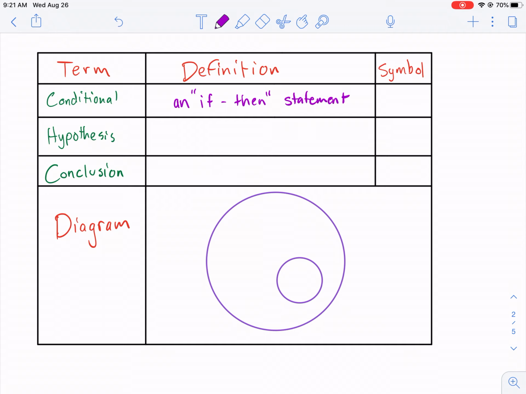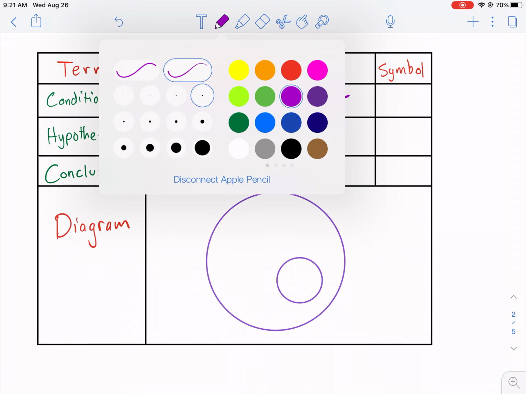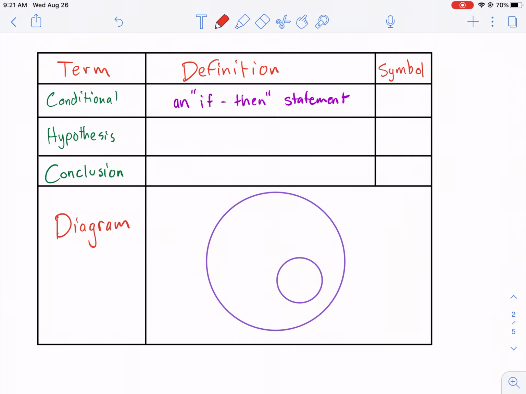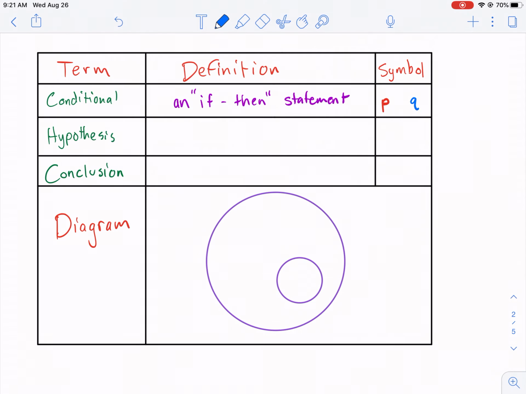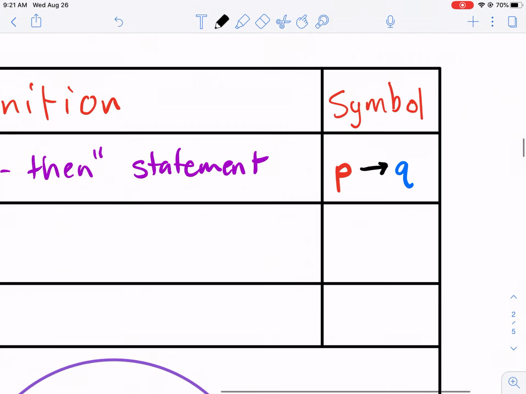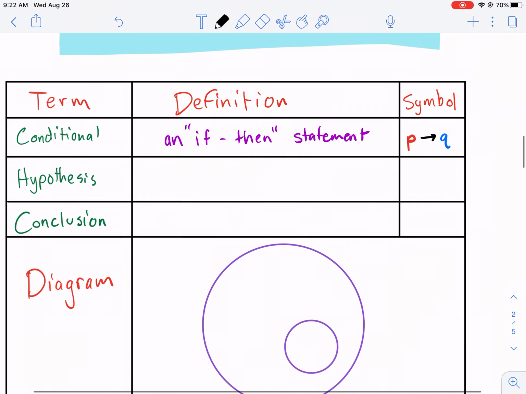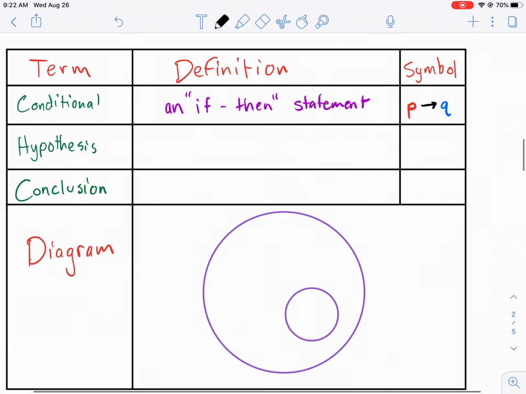Now, for the symbols, we're going to use specific colors. So it's actually important that you use the same colors in your notes for this. This is what the symbols are going to be. At first, it's not going to make any sense. It's going to be very odd, but eventually this will make sense. But I wanted to give this up front. So this is an if-then statement, and this is the symbol P arrow Q. And we're going to find out what that means in just a moment. So I hope I caught your attention.